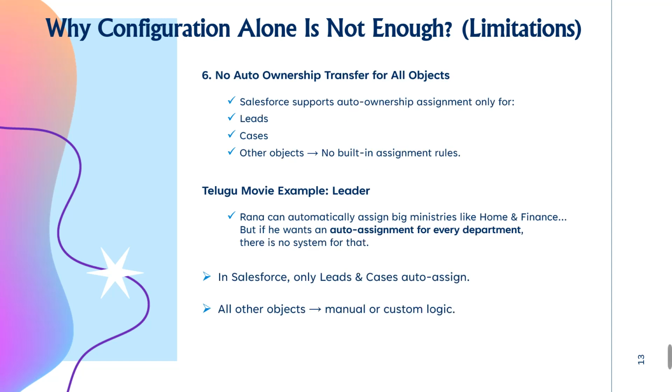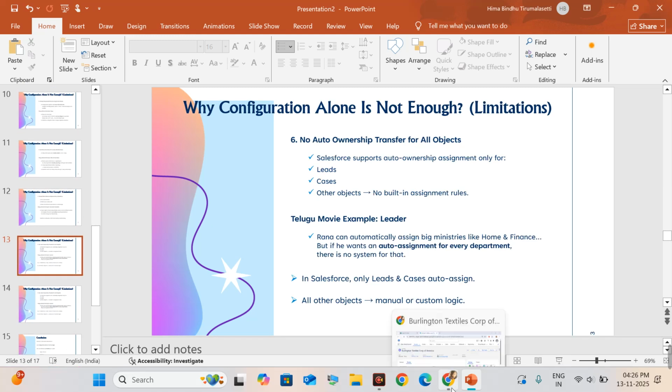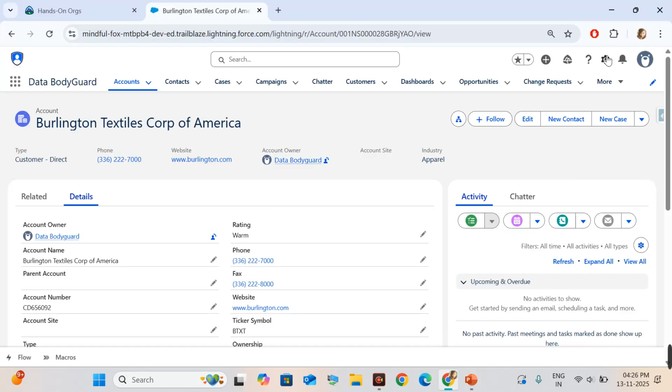So why is configuration alone not enough? The sixth point: no auto ownership transfer for all objects. With the admin, we have auto assignment rules, like for cases and leads. But for other objects, there are no built-in assignment rules. We'll see that here. We'll just go to the setup.